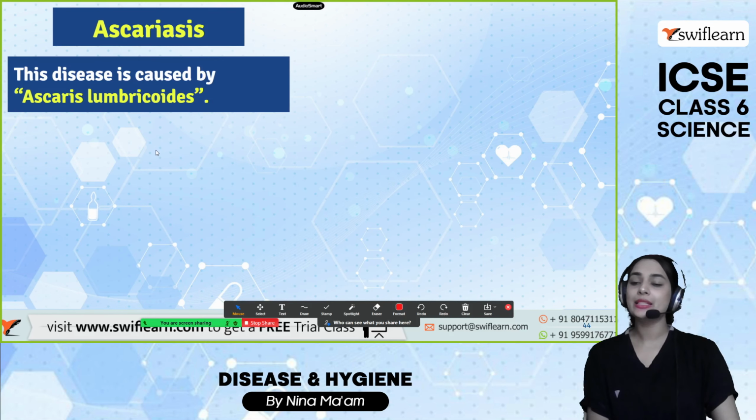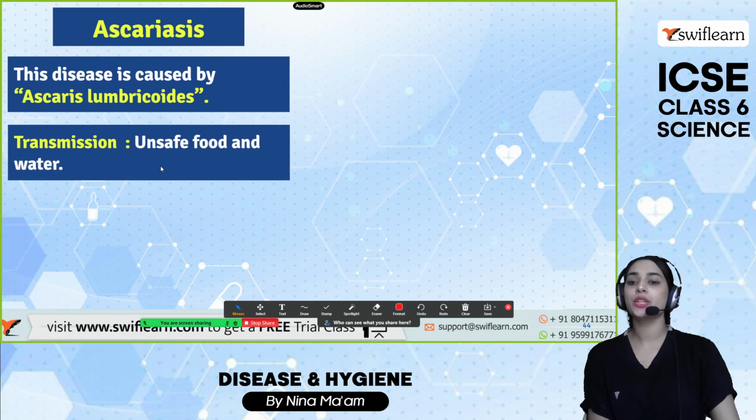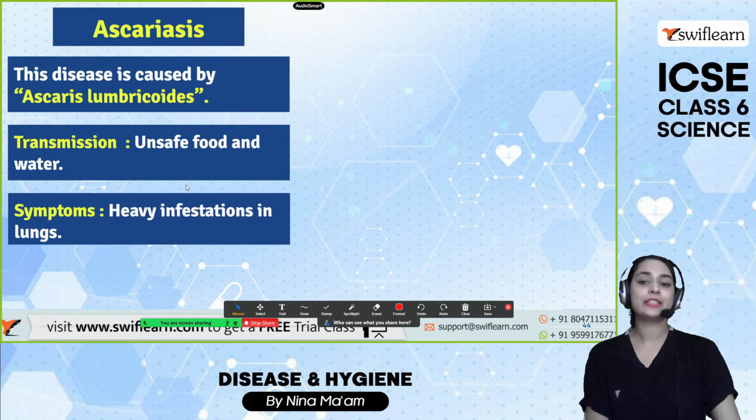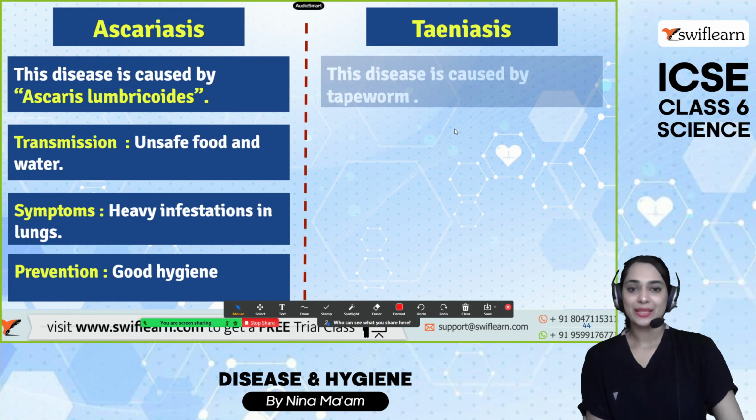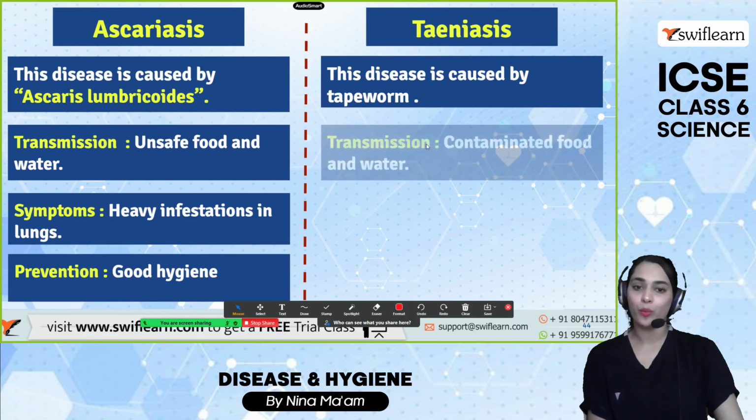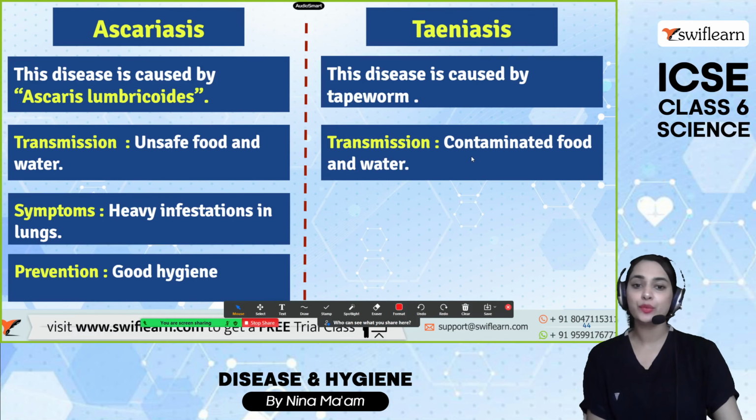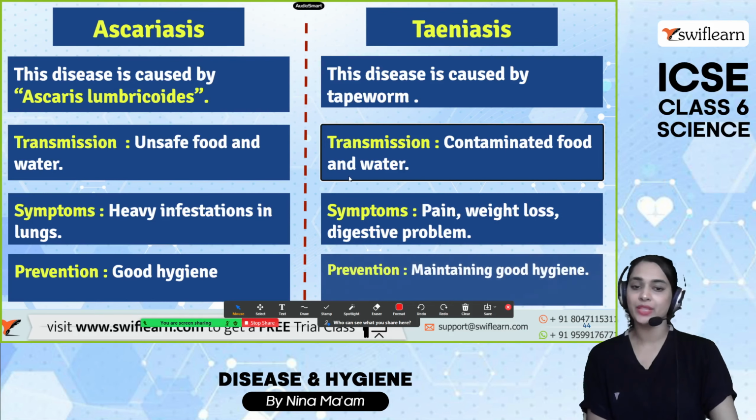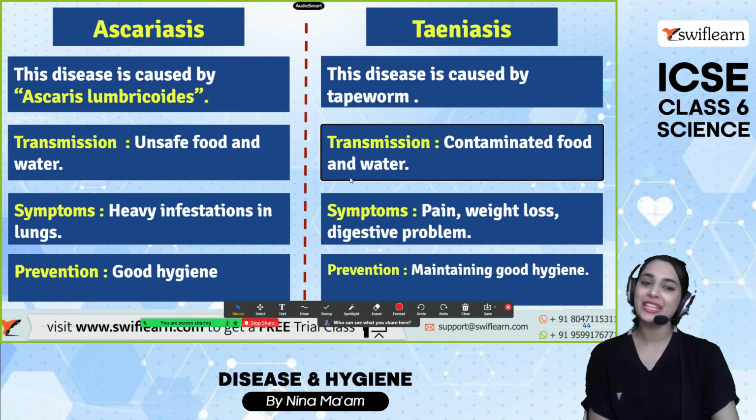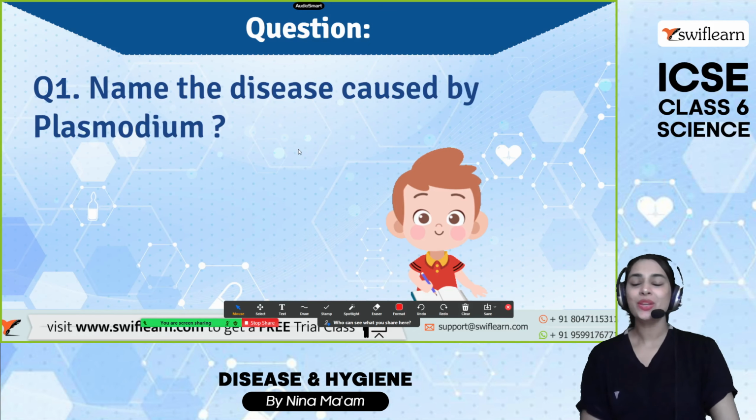Ascariasis. This is the disease caused by Ascaris lumbricoides. Transmission is through unsafe food and water. Symptoms are heavy infestation in the lungs. Prevention is good hygiene. So please have good hygiene and you won't get all these diseases. Taeniasis is the disease caused by tapeworm. The transmission is through contaminated food and water, and the symptoms are pain, weight loss, and digestive problems. And how can we prevent it? Maintaining good hygiene.